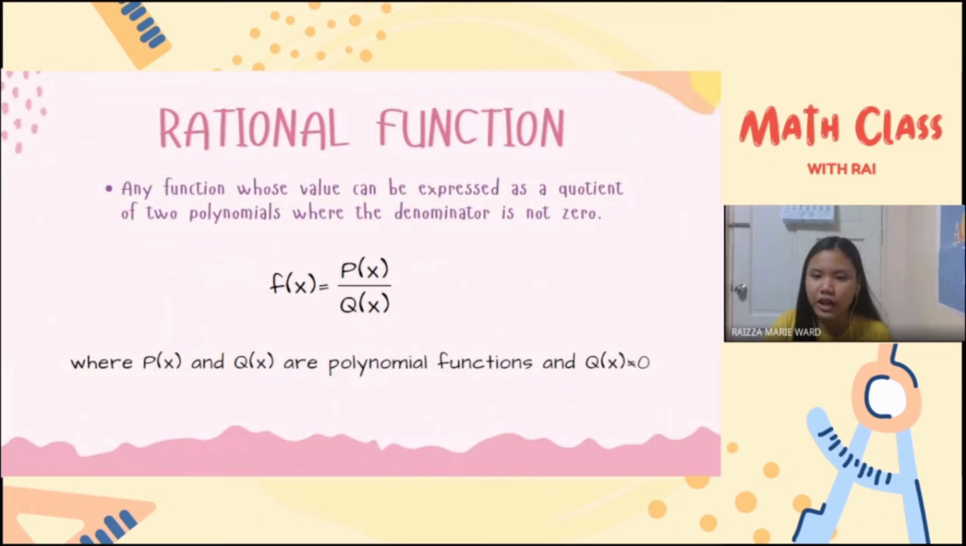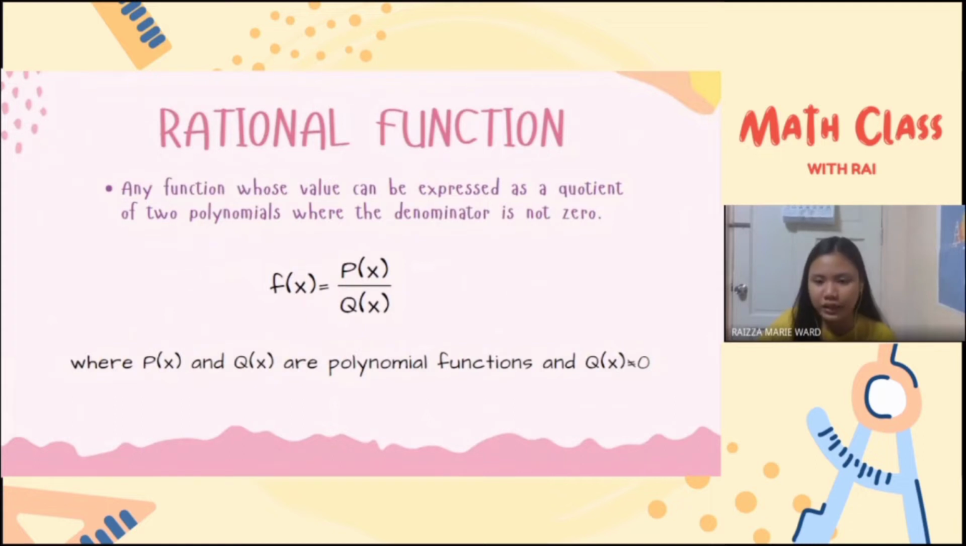Rational functions are any functions whose value can be expressed as a quotient of two polynomials where the denominator is not zero. It is represented by f(x) = p(x) over q(x), where p(x) and q(x) are polynomial functions and q(x) is not equal to zero. So, bakit nga ba q(x) cannot be equal to zero? Dahil kapag yung q(x) natin, which is the denominator, naging 0, the function will be undefined.